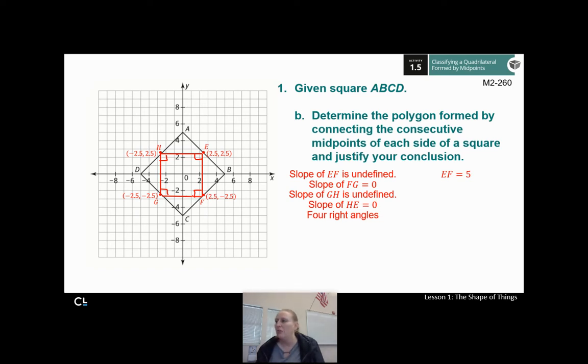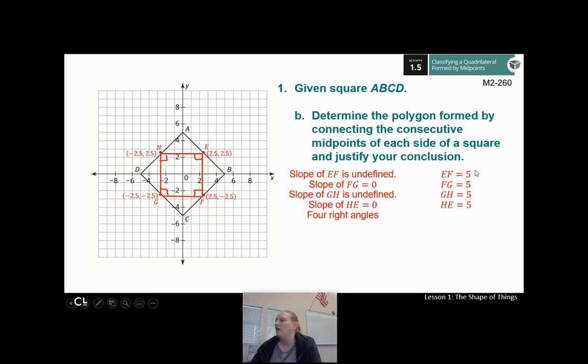Let's go from F to G. A half plus 1.5, 2.5, 3.5, 4.5, plus another half also gives me 5. You could use the distance formula, but since they're horizontal and vertical, I'm just counting. GH, well, there's a half, 1, 2, 3, 4.5, plus another half gives me 5. And we already did HE. We already said that was 5. We did that one first.